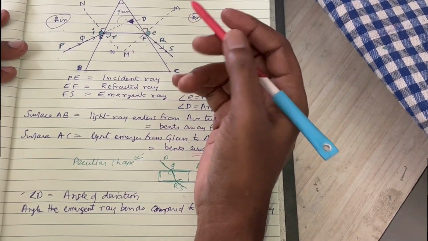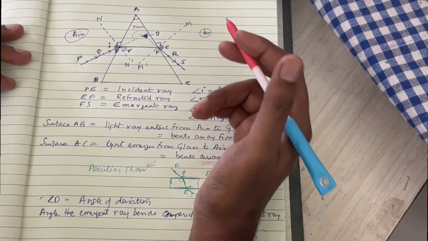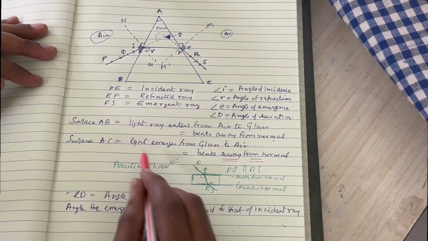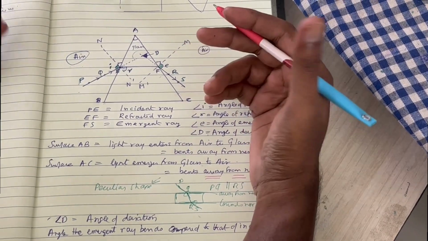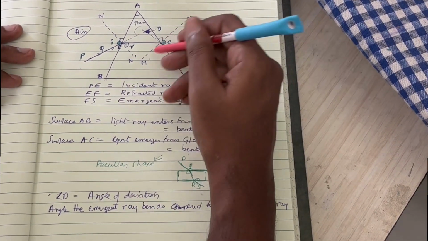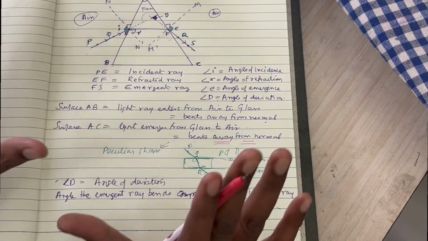What happens on the other side, when the refracted ray emerges outside? The interesting part is that at surface AC, when the light emerges from glass to air, there also the light ray is bending away from the normal. You can see the normal, and the light ray is bending away from it. Now what is the key point here?